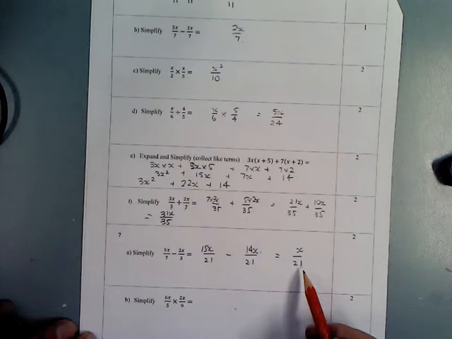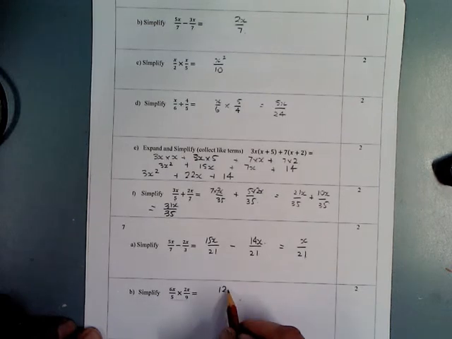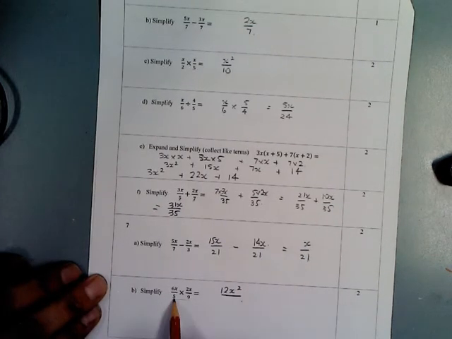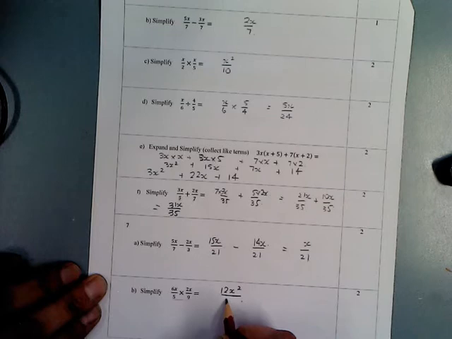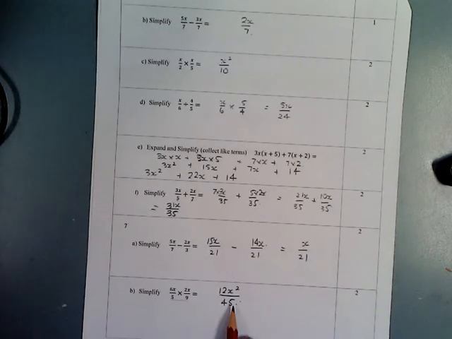Part B, 6x over 5 times 2x over 9. Because it's a multiplication, we don't have to do anything to the numerators or denominators. We simply multiply straight across. 6x times 2x is 12x squared divided by 5 times 9 is 45. Okay, so that is our answer, but we can simplify that even further.